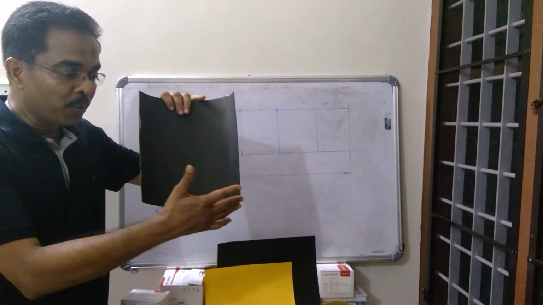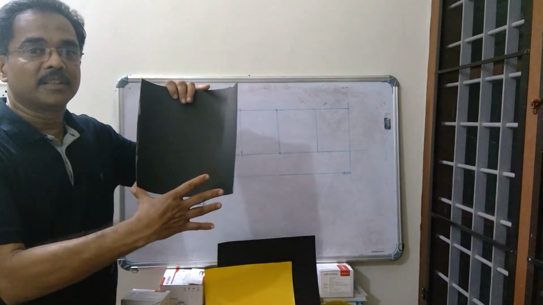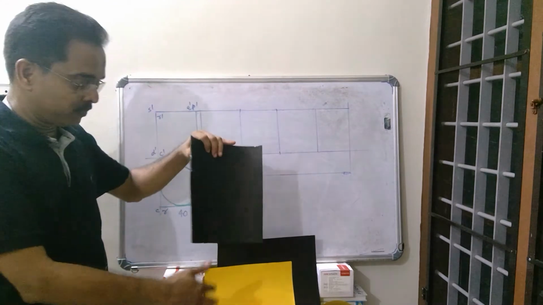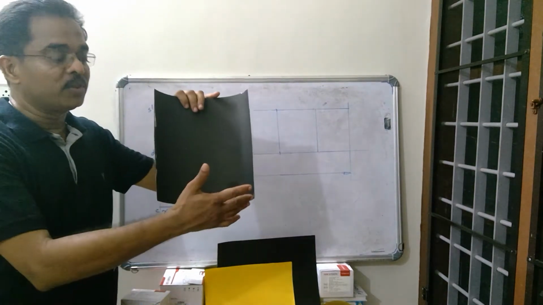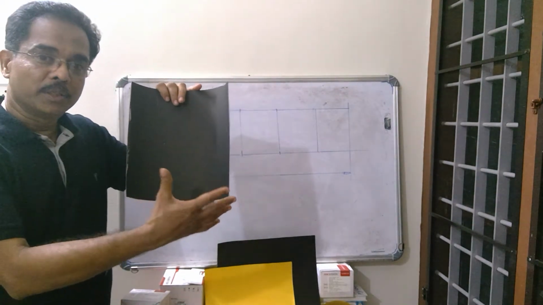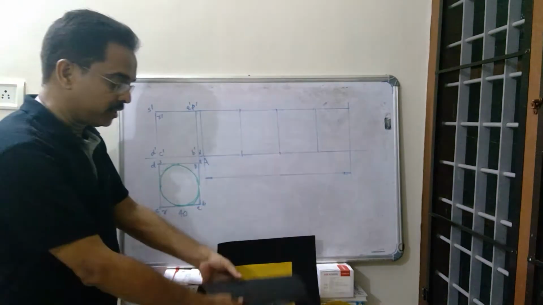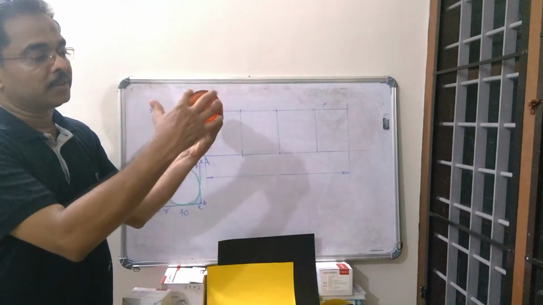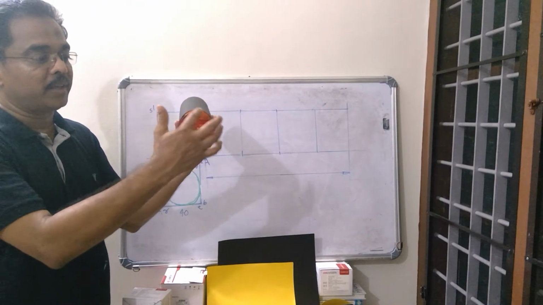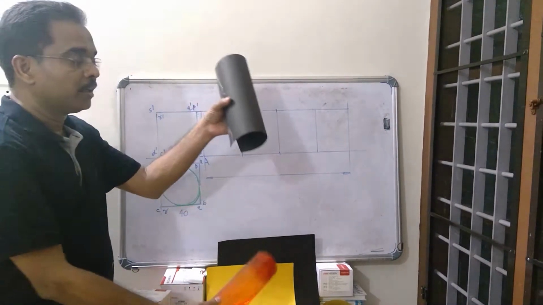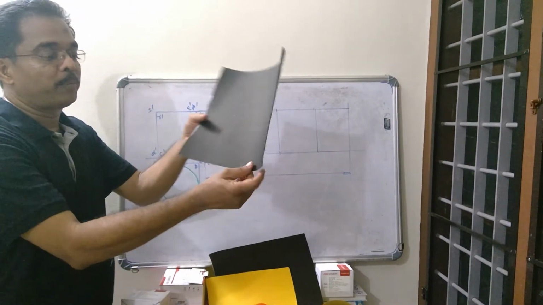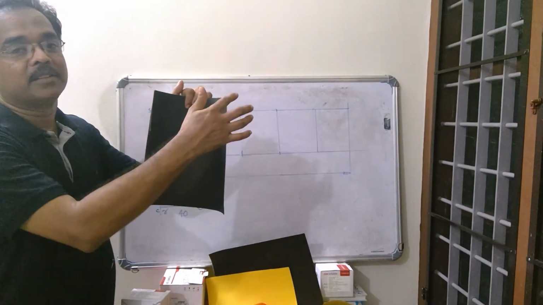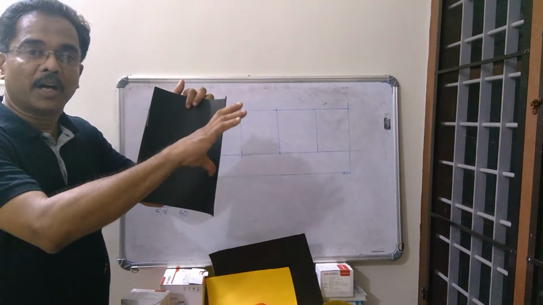Okay. Now, what is this length? This length is equal to the perimeter of the solid. For the case of a cylinder, this will be equal to 2 pi r, where r is the radius of the circle. So this length represents the perimeter of the circle. What is this length? This length is equal to the height of the solid.